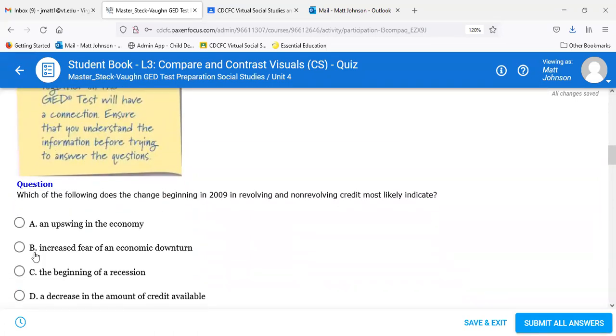Tracy, would you mind reading question one? Yes. Which of the following does the change beginning in 2009 in revolving and non-revolving credit most likely indicate? A, an upswing in the economy. B, increased fear of an economic downturn. C, the beginning of a recession. D, a decrease in the amount of credit available.